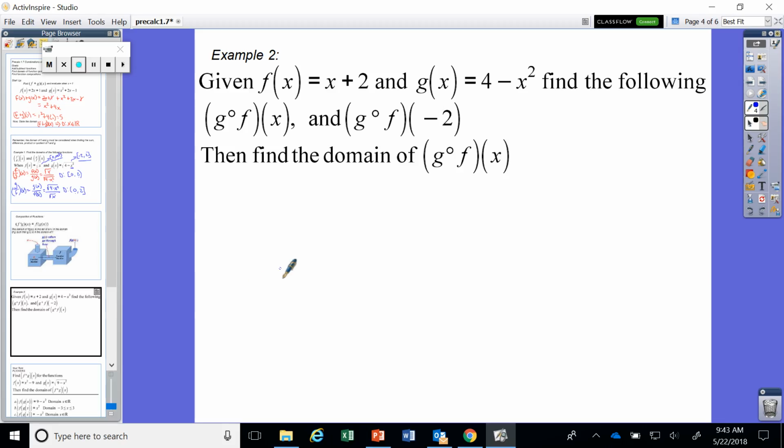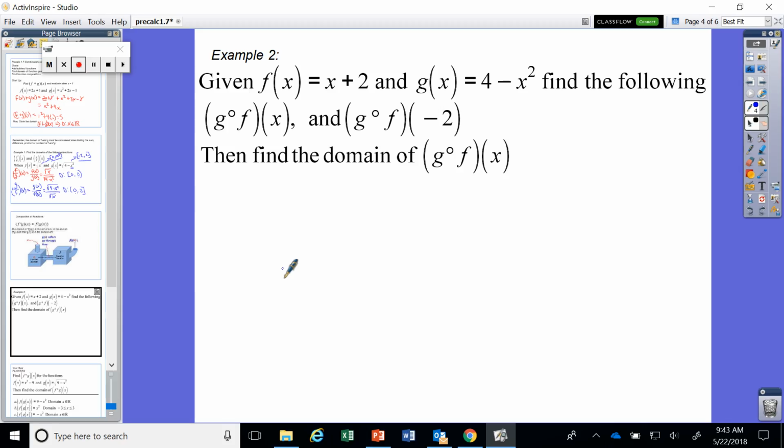So let's take a look. In the example here, we want to say, hey, here's a function f of x, here's a function g of x, and we want to find two different things. We want to find g of f of x and g of f of negative 2. And when it's all said and done, we want to go ahead and find out what the domain of the composition g of f of x is. So what does this mean? All right, it means that wherever we see an x in g, we are going to substitute the function f. Let me say that one more time. Wherever we see an x in g, we are going to substitute the entire function f into said x variable.